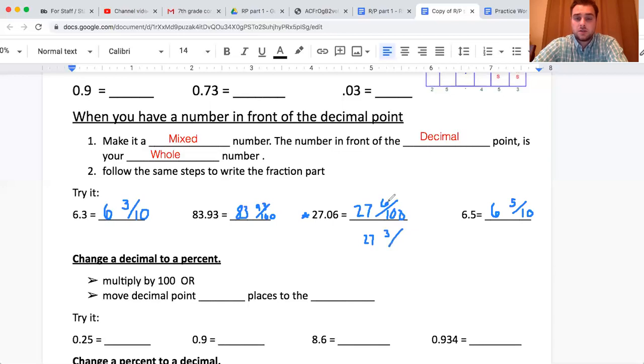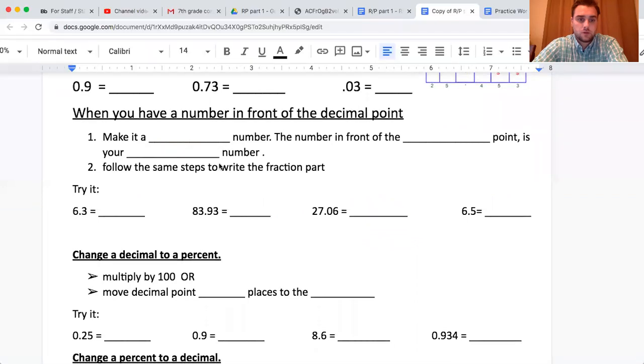And since 2 goes into 6 3 times, well, how many times does 2 go into 100? Well, 50, right? So 27 and 3 over 50. Okay, so that would be our simplified version. Going ahead and clearing our screen. Scroll down here.